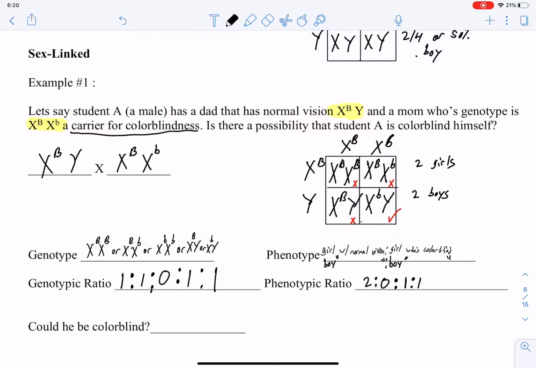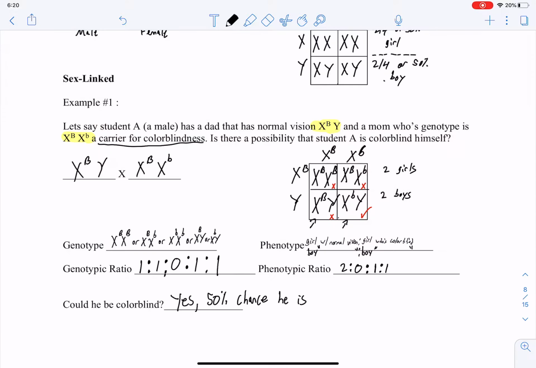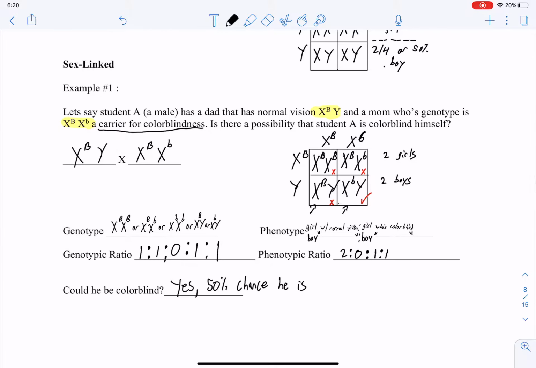Okay. And if we're looking at this in terms of the question, it asks, there's a son who's a product of these 2 parents. What are the chances, or could he be colorblind? The answer is yes, he could be. 50% chance that he is. Right, because he could be either this phenotype or this phenotype. All right, so let's do one more.